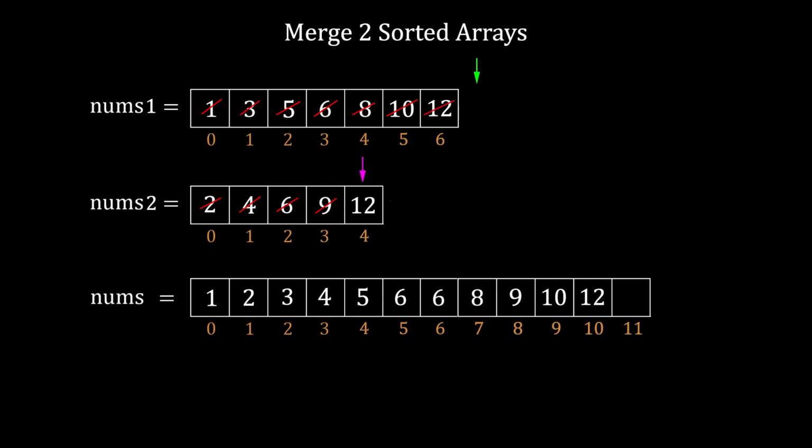And finally, because all the elements from nums1 have been processed, we will just push all the remaining elements from nums2. And the only remaining one is 12. Now every element from both arrays has been processed, so we finish.